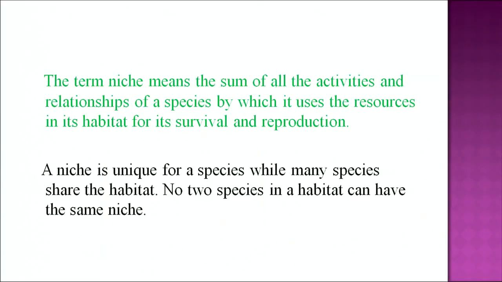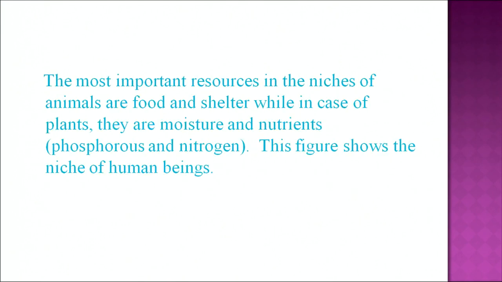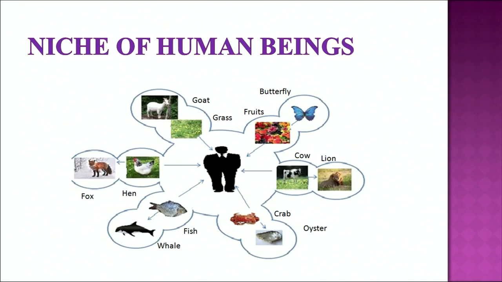The term niche means the sum of all the activities and relationships of a species by which it uses the resources in its habitat for its survival and reproduction. A niche is unique for a species, while many species share the habitat. No two species in a habitat can have the same niche. The most important resources in the niche of animals are food and shelter, while in case of plants, they are moisture and nutrients, phosphorus and nitrogen. This figure shows the niche of human beings. You can see human in the center, and that is its niche, and what all things are seen around the human.